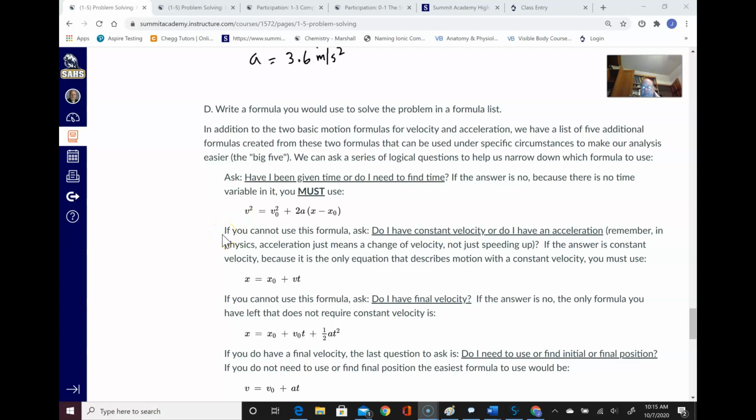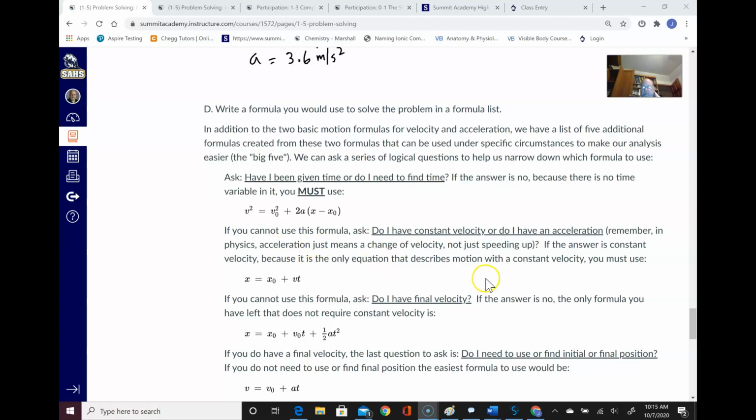Okay? If you cannot use this formula, in other words, if you have time or you need time, then ask, do I have constant velocity or do I have an acceleration? And remember, in physics, an acceleration just means a change of velocity. So I only have two choices. Do I have a constant velocity or do I not have a constant velocity?